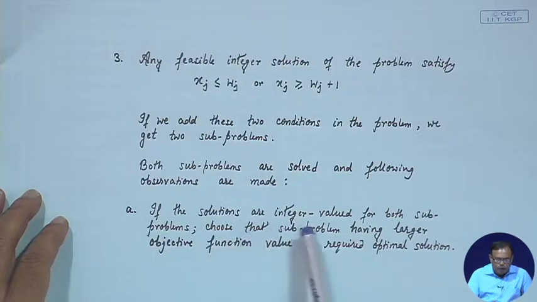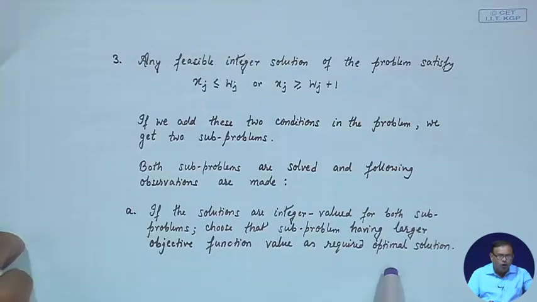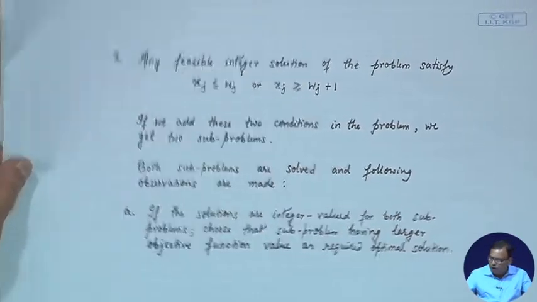A: if the solutions are integer valued for both subproblems, choose the subproblem having the larger objective function value as the required optimal solution. Please note this: if the solutions are integer valued for both subproblems, choose the subproblem having the larger objective function value as the required optimal solution. So, this is one case which may arise.